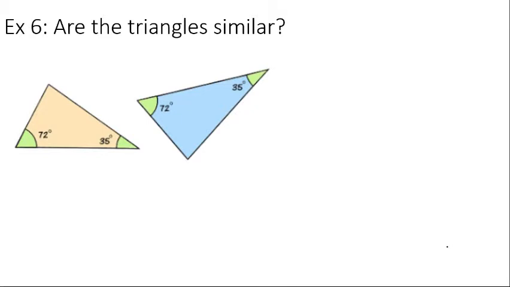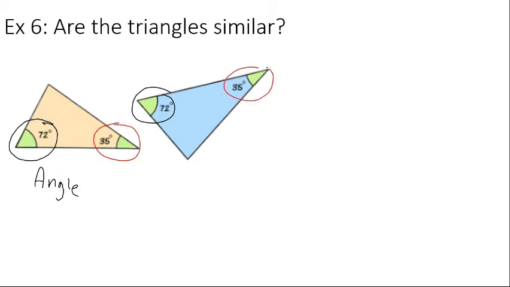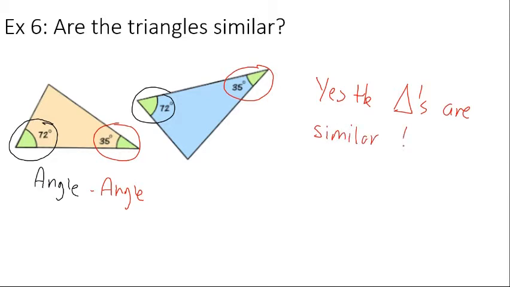Okay, next example 6, we say, are the triangles similar? So what we're looking for here is the angles they give us. So here we have 72 and a 72. So that's our first angle. And then we look at the second angle. This is a 35, and this is a 35. So we say yes, the triangles are similar by angle angle similarity.